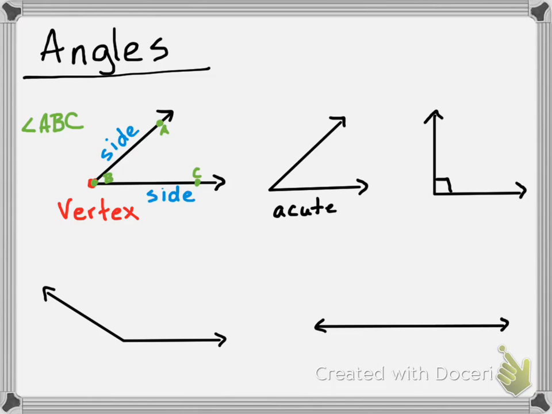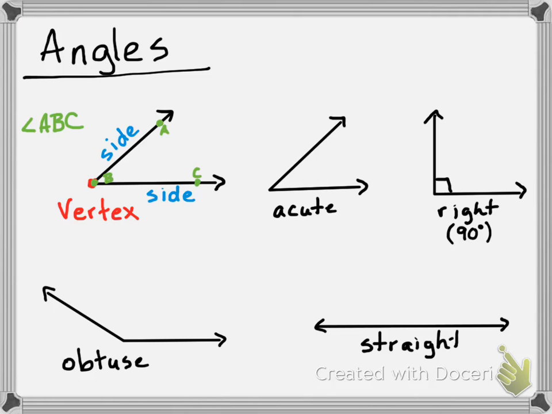Okay, we have acute angles, which are less than 90, right angles, which are 90-degree angles. We have obtuse angles, which are greater than 90, and we have straight angles, which are exactly 180 degrees. Okay? This is all information that you need to know to talk about these angles today. Okay, the vertex is where they meet. You name it by using a point from the side, the vertex, and the other side. You need to know right angles make 90 degrees, straight angles make 180.